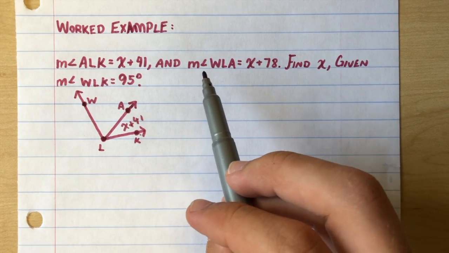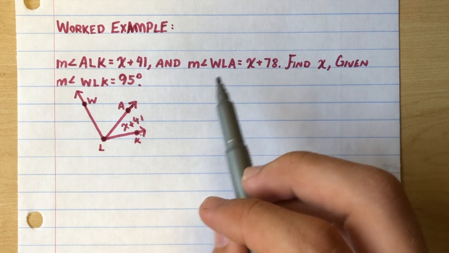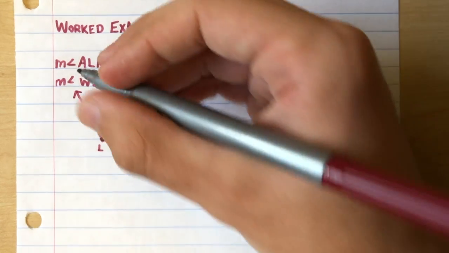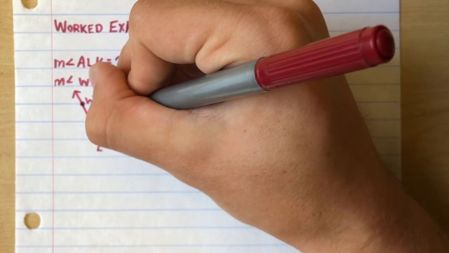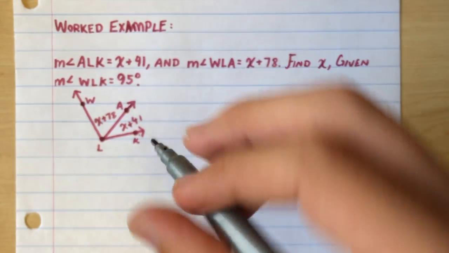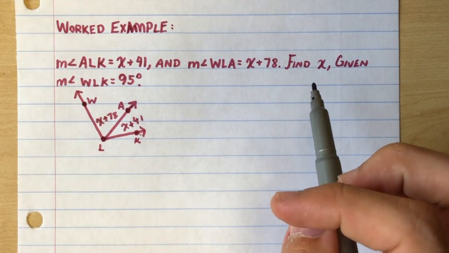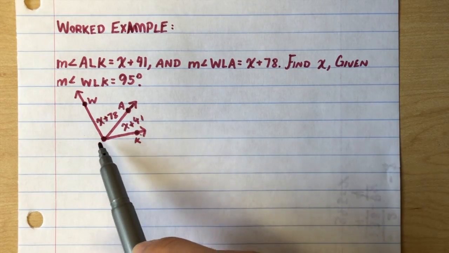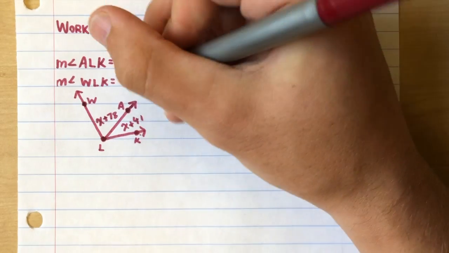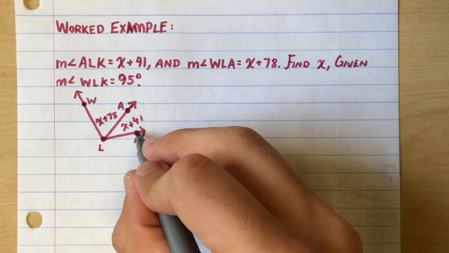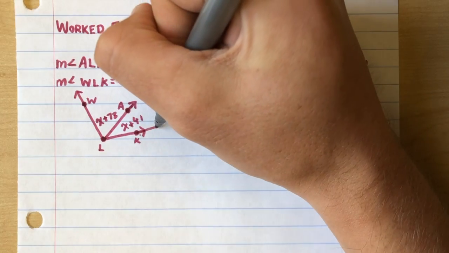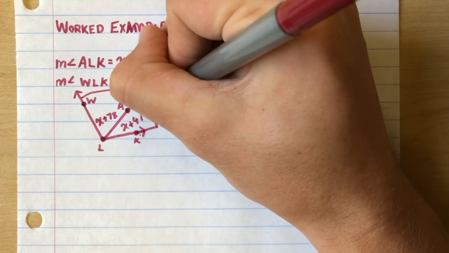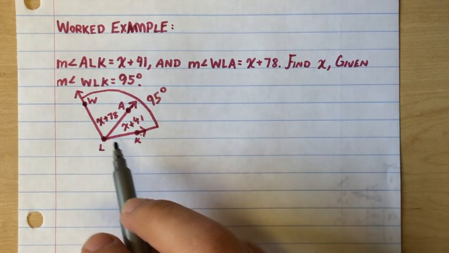And then WLA, so this one right here, is x plus 78, it says. And then it tells you to find x, given that WLK, so this is the big one, is 95 degrees. So now, like I said, I can kind of continue this out here for a second, you can see what I'm about to do. So this whole thing is 95 degrees, and it tells you two of its parts.